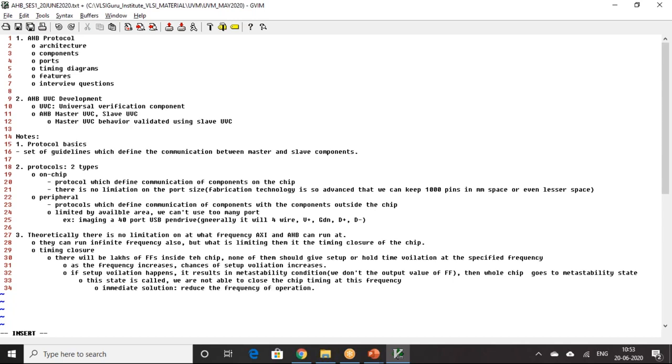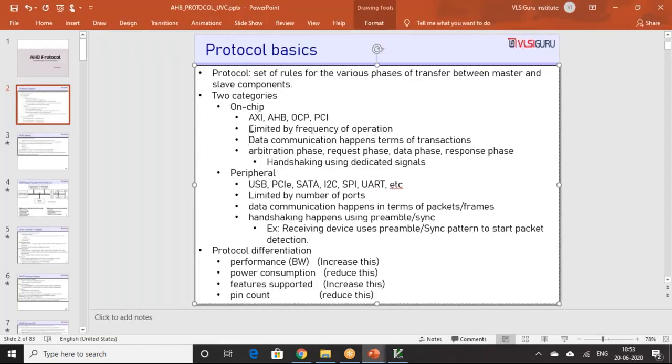Then to some extent the setup violations will be resolved. So as you keep reducing the frequency, setup violations will reduce. As you increase the frequency, chances of getting setup violations will be higher. That is what limits the frequency of operation. It is not the AXI and AHB which limit the frequency of operation. So that is what I mean by limited by frequency of operation.